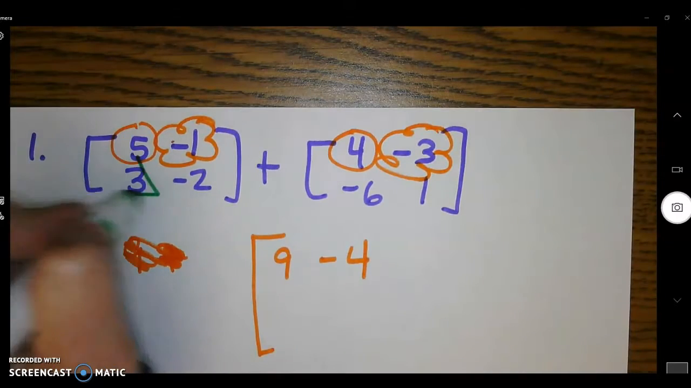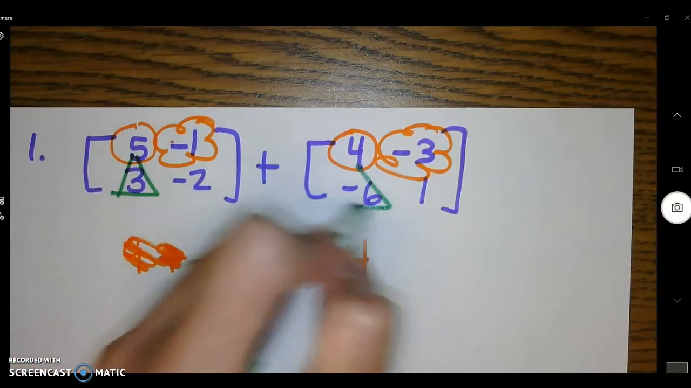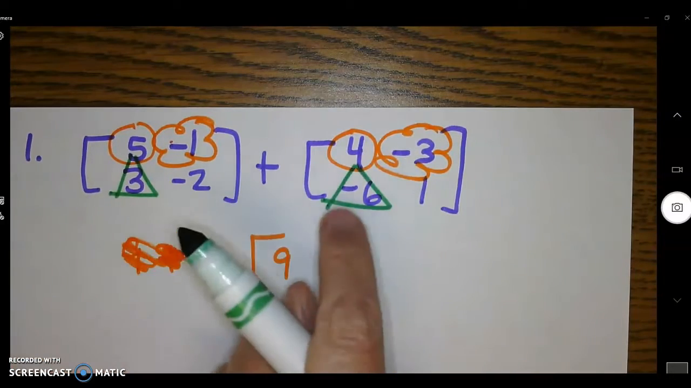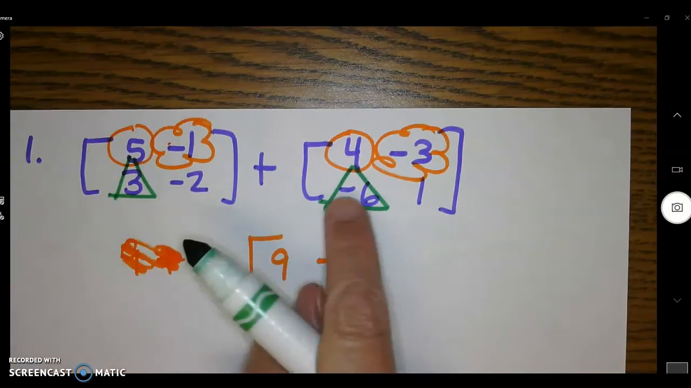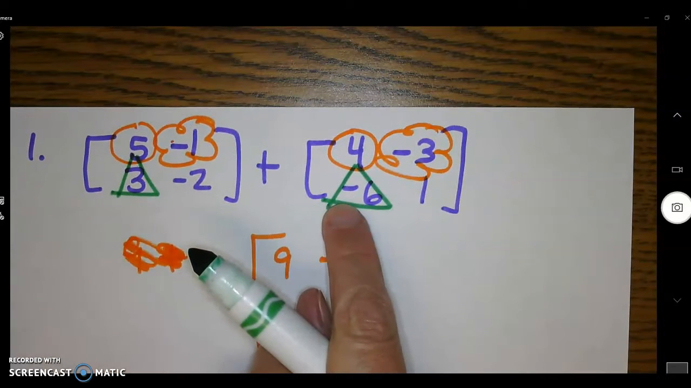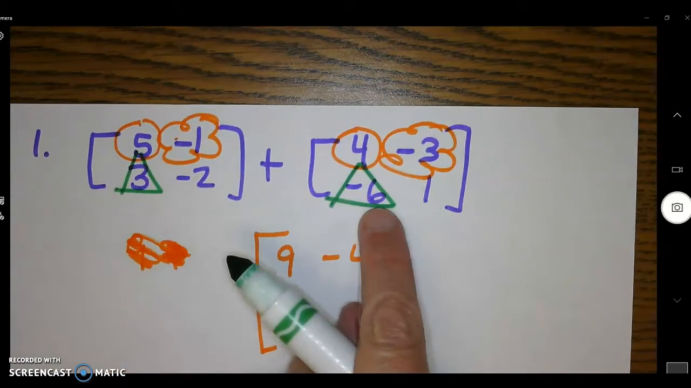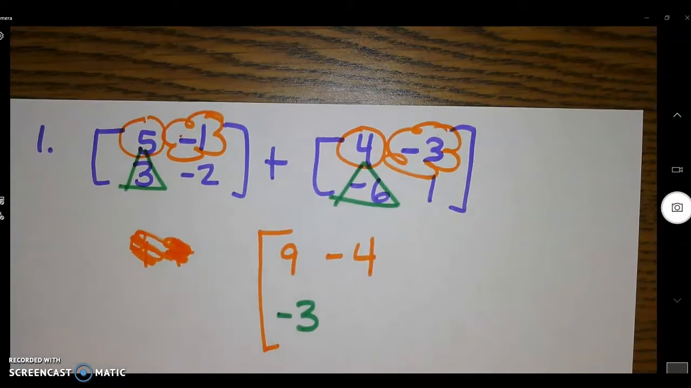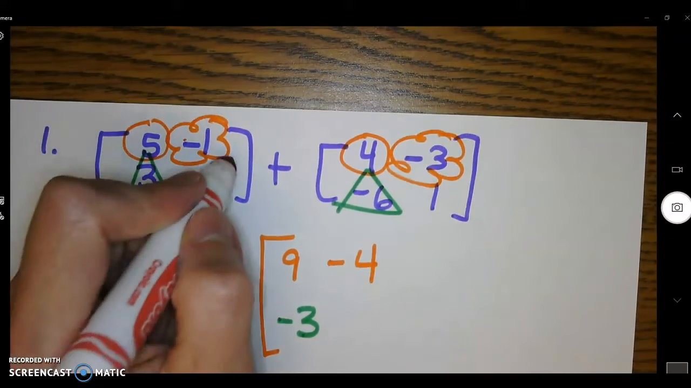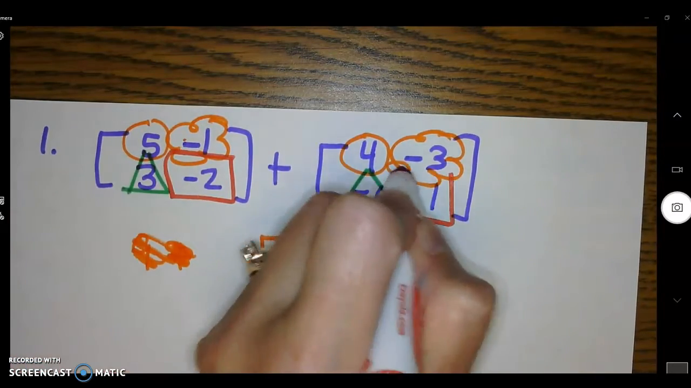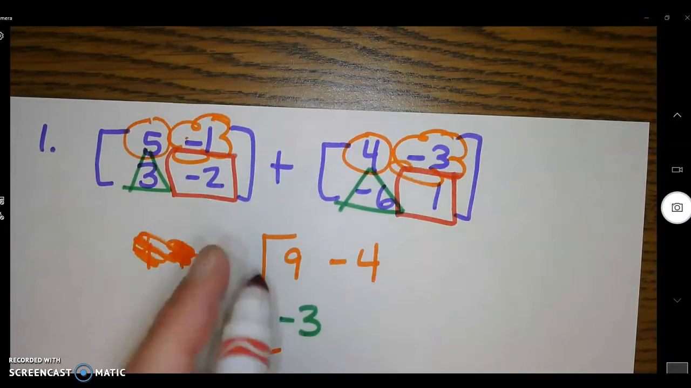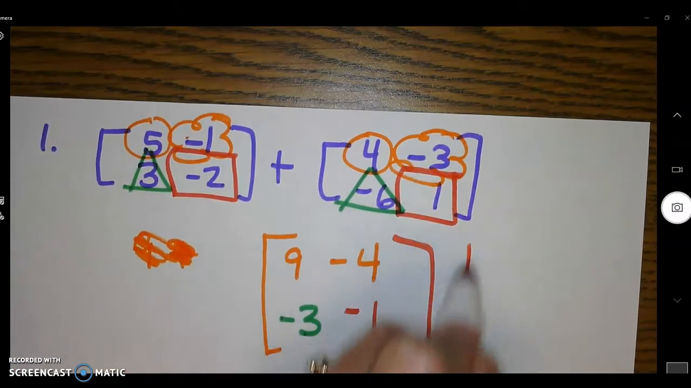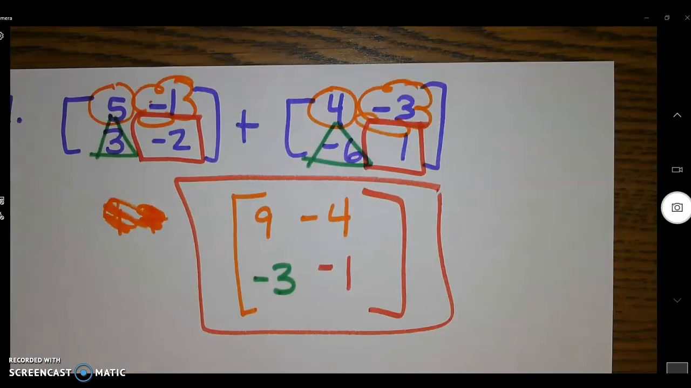Bottom left, 3 plus bottom left. So bottom left on that one, bottom left on that one. So 3 plus negative 6 is negative 3. Finally, the last one here, bottom right. So negative 2 plus 1 is negative 1. That's my answer. So that big looking thing is my answer.